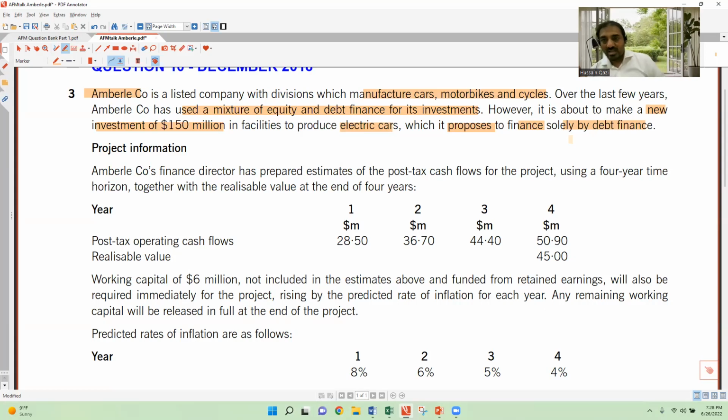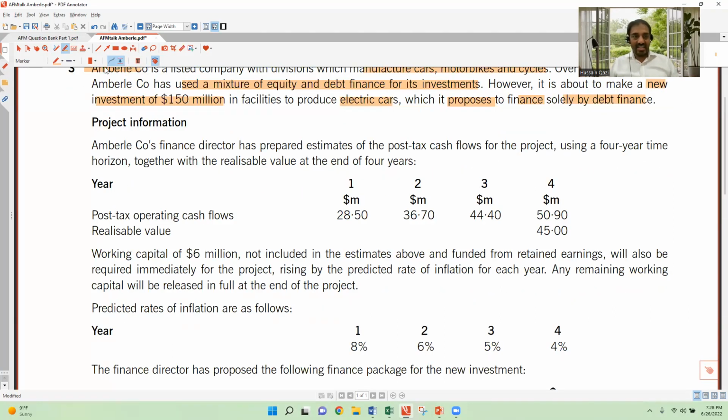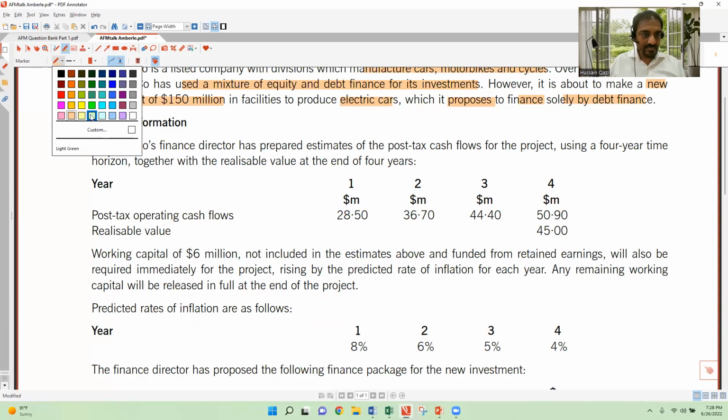And this is the justification the company must use here: evaluation by APV rather than NPV. APV rather than NPV. Okay, next point.